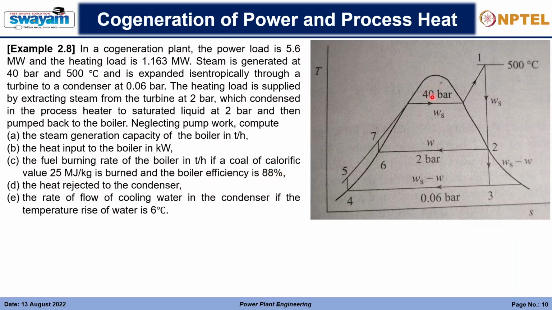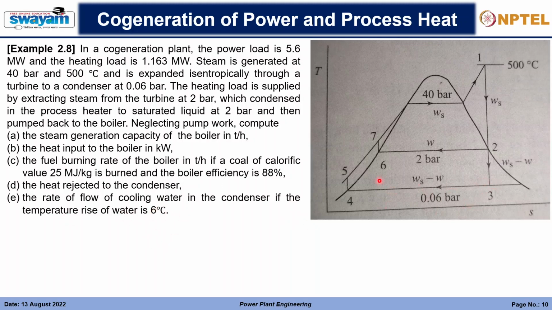So some amount of the heat given will be lost. That is why there is an efficiency of 88%. And what will be the fuel burning rate? That is, the rate at which the fuel should be burnt for a particular heat. Then the heat rejected to the condenser, which will be from 3 to 4. And then the rate of flow of cooling water in the condenser if the temperature rises 6 degrees Celsius.